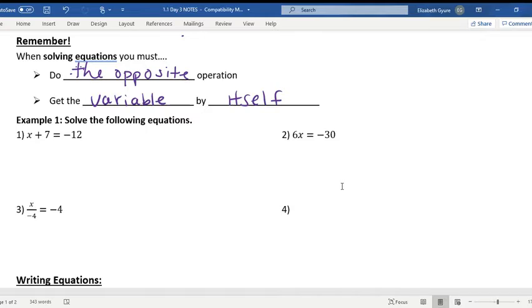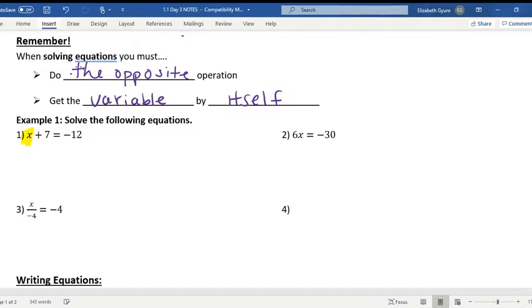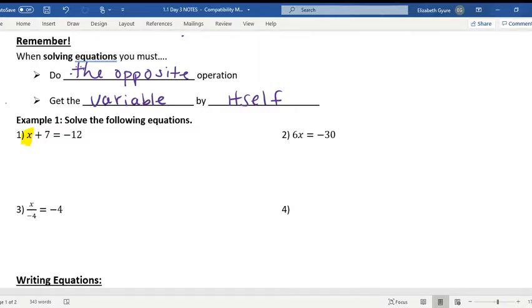So if you take a look at number 1, we got x plus 7 equals negative 12. We want to get our x all by itself. So what opposite operation would we do to make that happen? Lynn? Yep, we would subtract 7 from the left and the right. And you're going to have x equals, I'm sorry? That would be if it was positive 12 minus 7. Close. It is going to be negative.